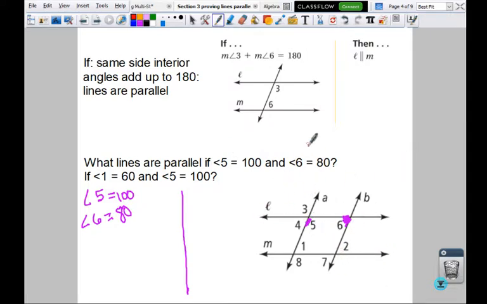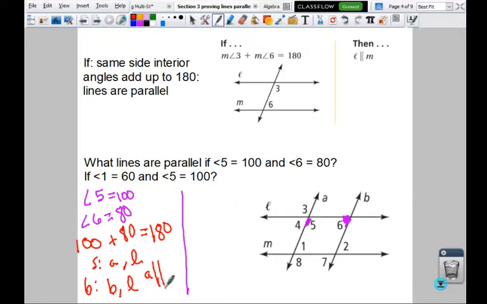Alright, here we go. 5 and 6. I want to know, does angle 5 plus angle 6 equal 180? Yes. 100 plus 80 does equal 180, which means I have parallel lines somewhere. So let's look at what lines angle 5 touches. A and L. How about angle 6? B and L. What parallel lines show up in my list? A and B. So A is parallel to B.